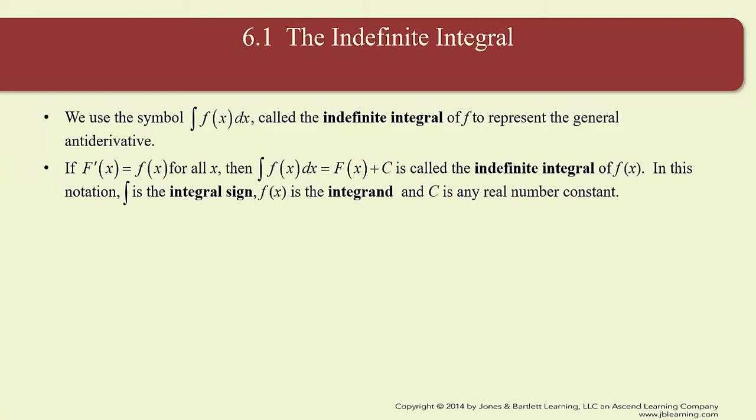So in general, if big F prime of x equals little f of x for all x, then the integral of f of x dx equals big F of x plus c. And that whole package is called the indefinite integral of little f of x. In the notation, that symbol, the elongated S, is called the integral sign. Little f of x is technically called the integrand, and c is any real number constant.